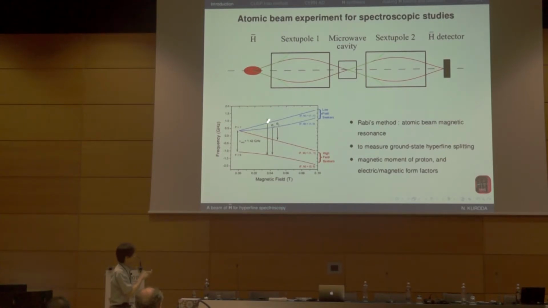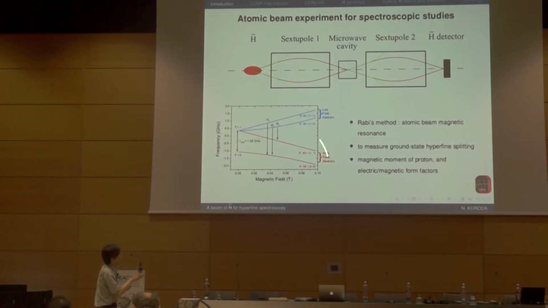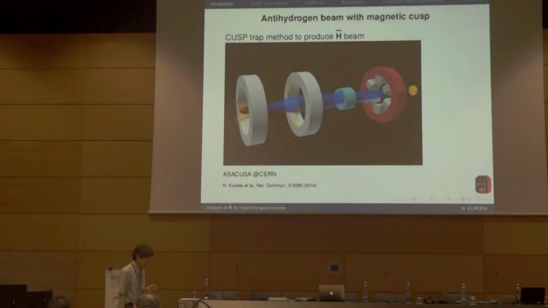This state is split into four under a magnetic field environment, and those states are classified into two: low field seeking states and high field seekers. So by using an inhomogeneous field, we can do hyperfine spectroscopy of the antihydrogen beams. So we replaced this part by this fast track.